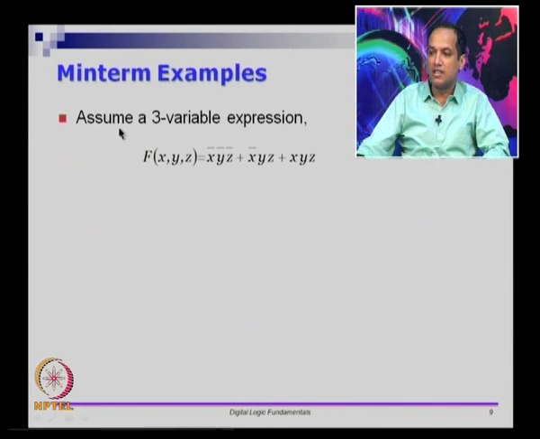Let us look at this 3 variable expression here. This is x bar y bar z bar, x bar y z, x y z. It is a function on 3 variables x, y and z. Can you tell me whether this is a valid sum of product expression? Just take a while and think about whether it is a valid sum of product expression.